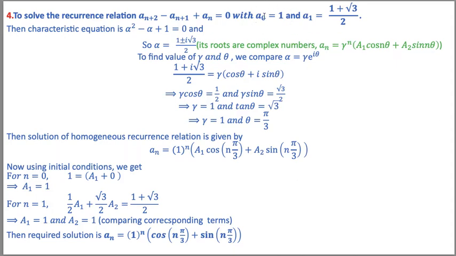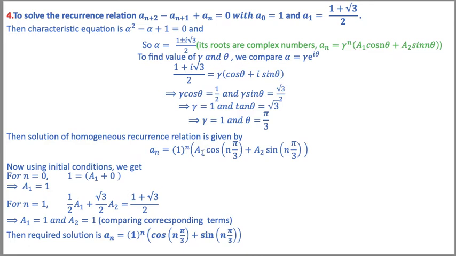Now the initial condition is a0 equal to 1, which means when n is 0, then a0 is 1. For n equal to 0, substitute here: a0 is 1, cos 0 is 1, a1, and sin 0 is 0. So it means a1 is 1. If you substitute n equal to 1 here, a1 is (1 + √3)/2.